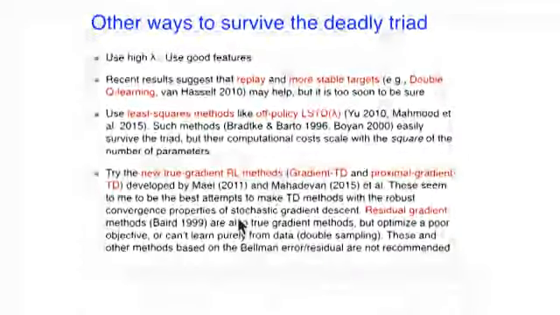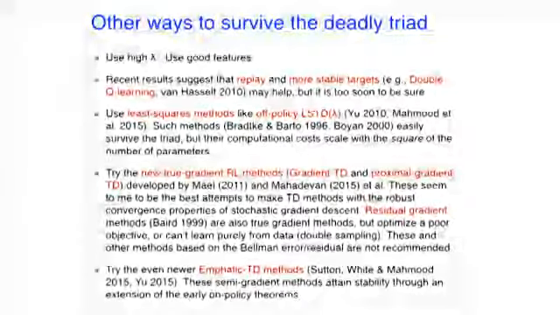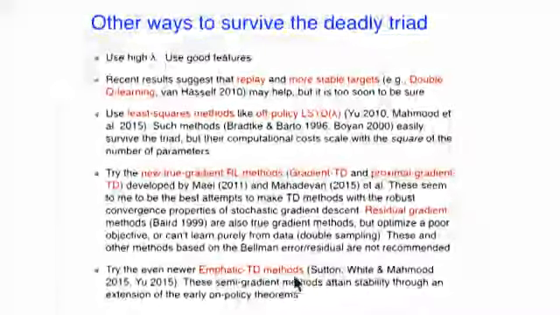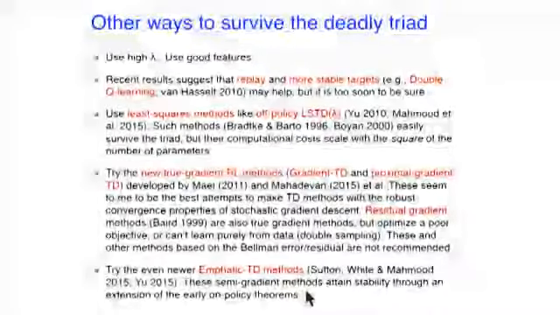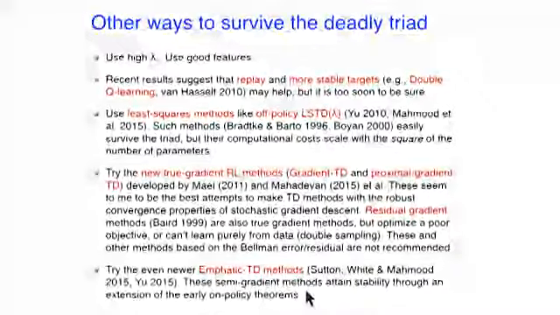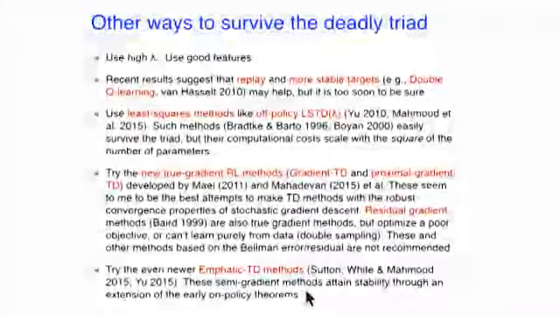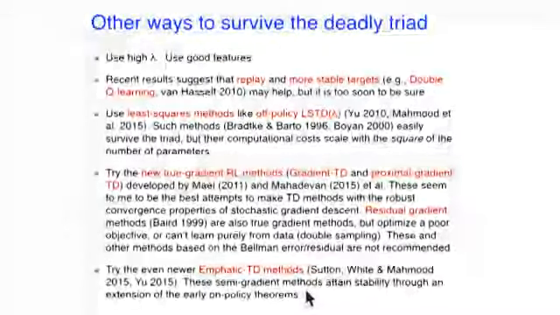So you could try those, or there's an even newer thing that some of us in Alberta have proposed called emphatic TD. I'm just going to say the tiny amount, which is that these also will converge. They survive the deadly triad with convergence. They're stable. And they're using something more like the early theorems generalized to handle the off-policy case.